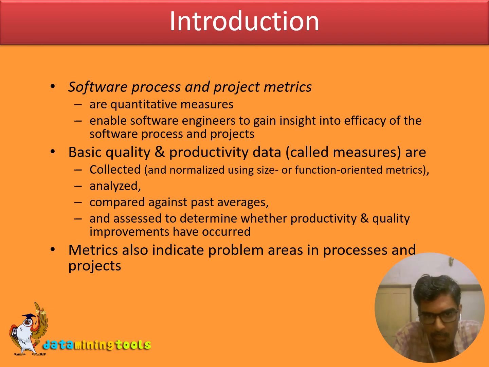Software process and project metrics are quantitative measures, and these enable software engineers to gain insight into the efficiency of the software process and project. So it will help them have an overview on how the process of the software development cycle is actually happening. Then basic quality and productivity data, also called measures, are collected, analyzed, compared and assessed. Metrics also indicate problem areas during the process and project as we proceed in the project cycle.